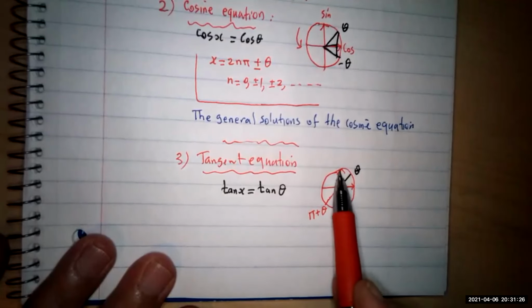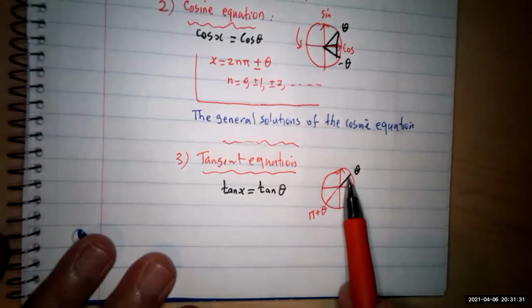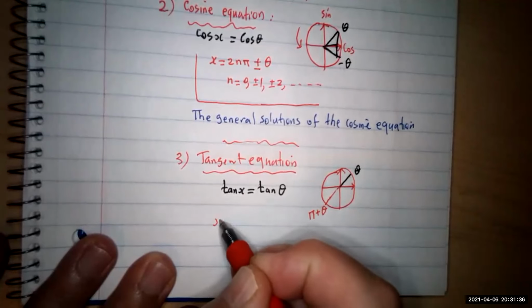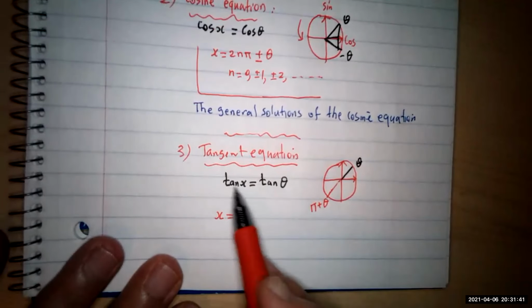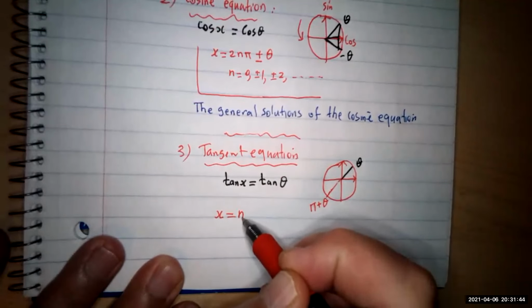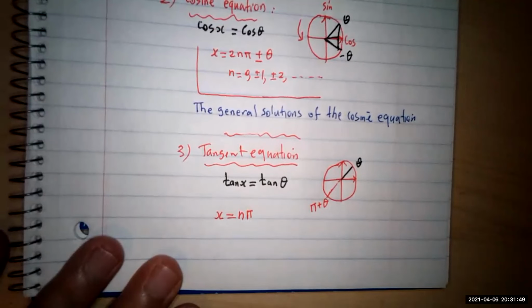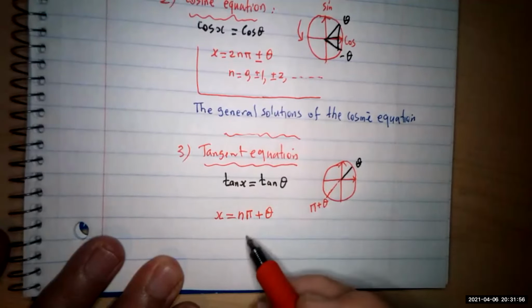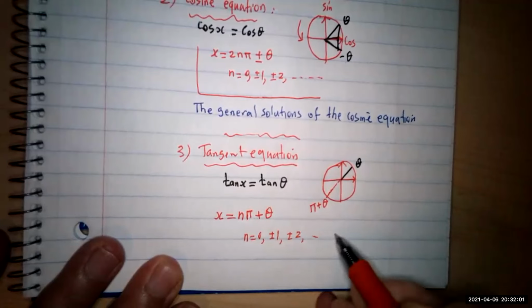You know that the tangent is positive here, and the tangent is positive in the second quadrant. So you get the first and the second, and you can go on forever. So for this one, it's very easy. X is equal to, you have to have the n pi because of the period of a tangent. So it's going to be n pi. Okay, it's not 2n pi. So it's going to be n pi plus theta. Again, when n is equal to 0, positive, negative 1, 2, etc.